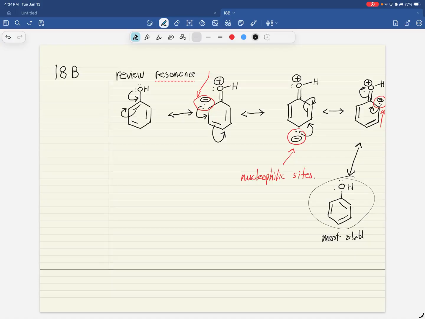So in this class, you won't have to recognize which is the most stable, but you should be able to recognize which resonance form is responsible for, say, reactivity. And we'll go into that later throughout this semester. Okay? All right. Are we comfortable with resonance? Should we do another one?